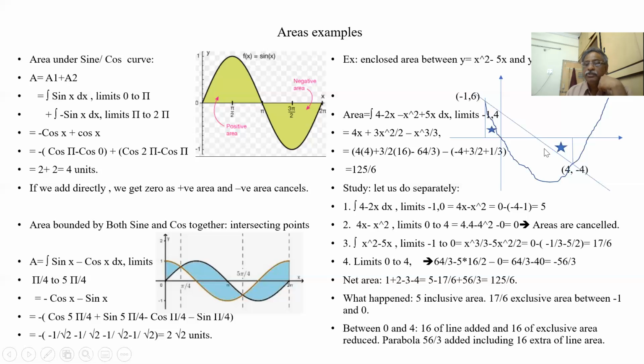This is the area. So let us understand for study purposes. I want to first find out the area of 4 minus 2x from minus 1 to 0. This is 4x minus x square, with the 2 getting cancelled. So the area is 5. So the area between this straight line and this portion is 5, inclusive of the star. This star I don't want, I have to reduce it. So I am using here minus 1 to 0, x square minus 5x. This is x cubed by 3 minus 5x square by 2. This is 17 by 6. So the star portion is 17 by 6. This total portion is 5. So 5 minus 17 by 6, I am getting only this 13 by 6.